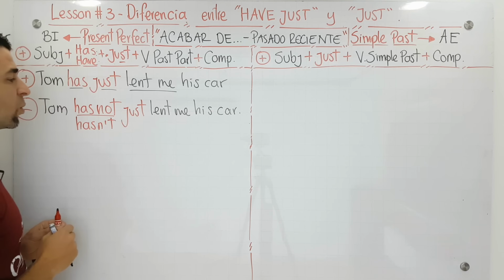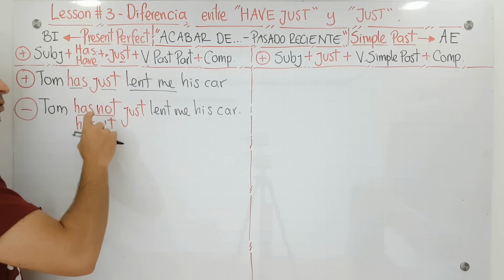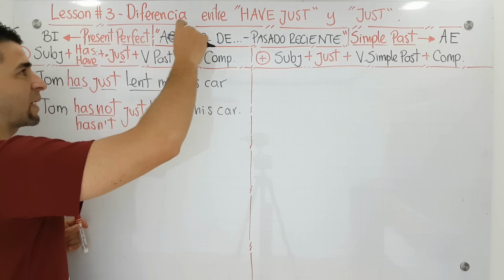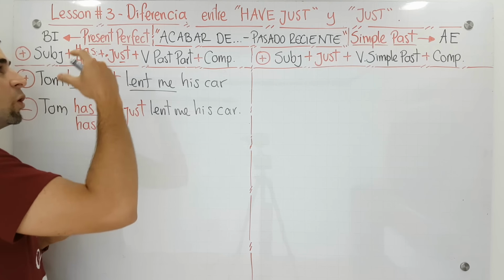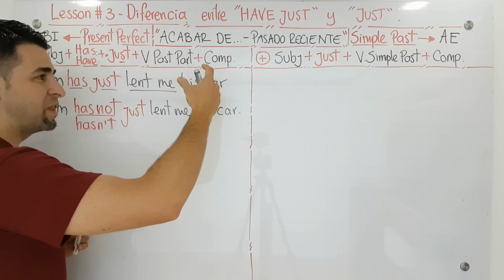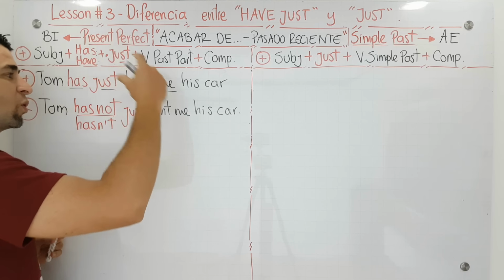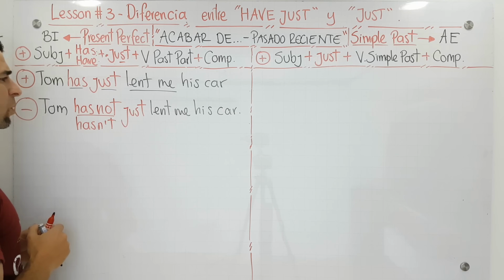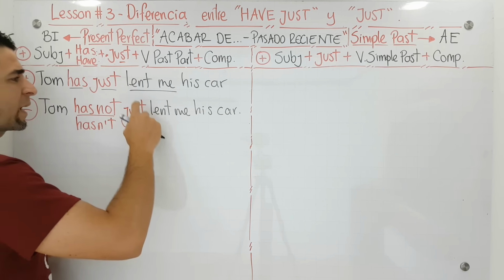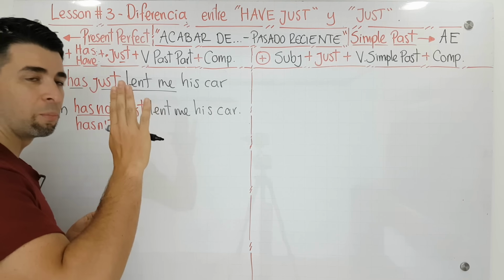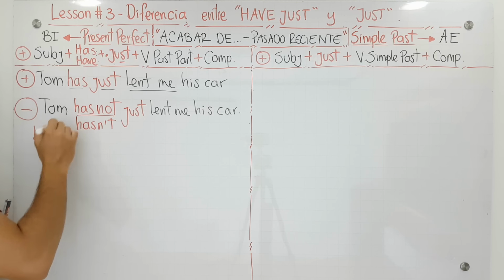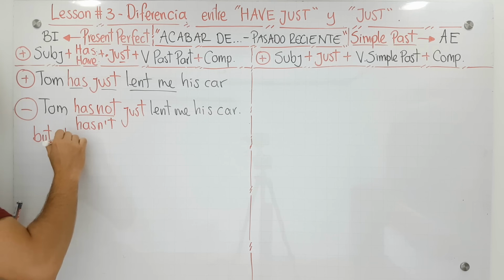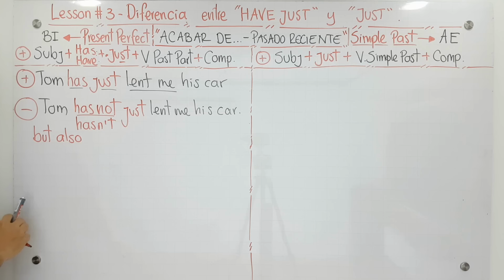Muchachos, hay otra cosa. Con la parte de has not o hasn't, no solamente trabajamos acabar de, sino que también hay otra forma que se trabaja, que es no solo me acaba de. ¿Sí? Tomen nota de eso. ¿Cómo así que no solo me acaba de? Entonces, Tom no solo me acaba de prestar su carro. Sí, puede ser una opción, pero se trabaja mucho es cuando agregamos una conjunción como esta que tenemos acá, this conjunction, but also, para adicionar otra cosa más.